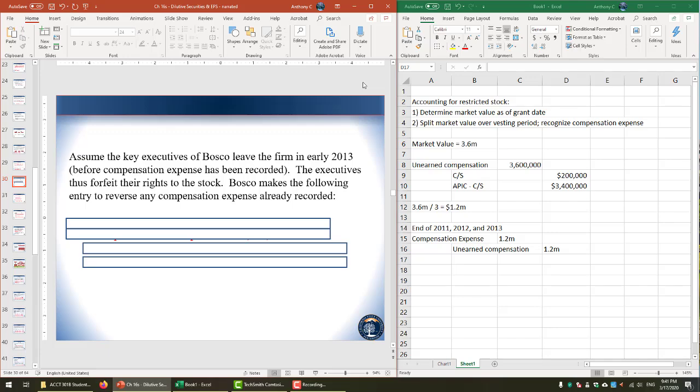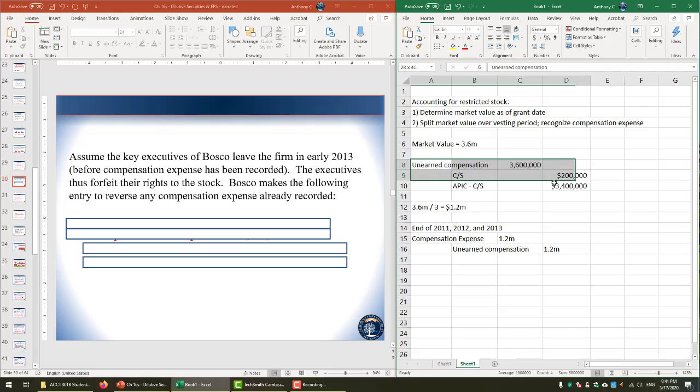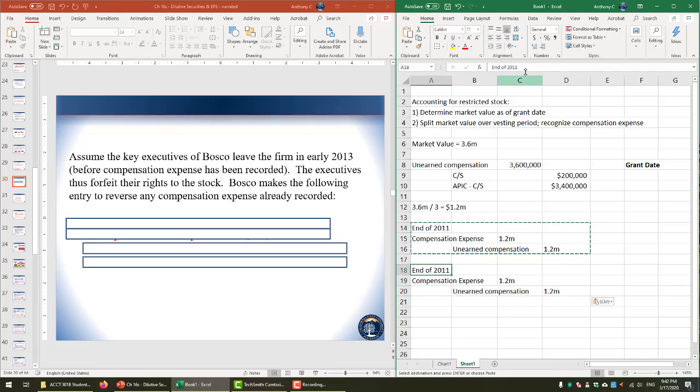Since the restricted stock is being forfeited, the company just needs to reverse the effects of the past transactions that we made associated with this restricted stock. If we take a look over here, we made this journal entry on the grant date. And then since in this case they're forfeiting the stock in early 2013, that means at the end of 2011 we made this journal entry, and we would have made the same journal entry at the end of 2012.